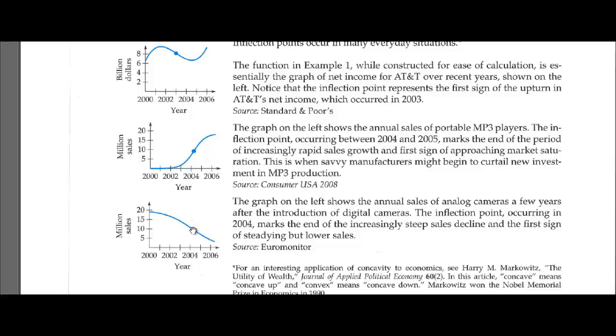And then all of a sudden, it's 2004. Something happens. It marks the end of increasingly steep sales decline and the first sign of steadying but lower sales. So you can see this is slightly concave down, and now it looks like it's turning slightly concave up. We still have an inflection point there.